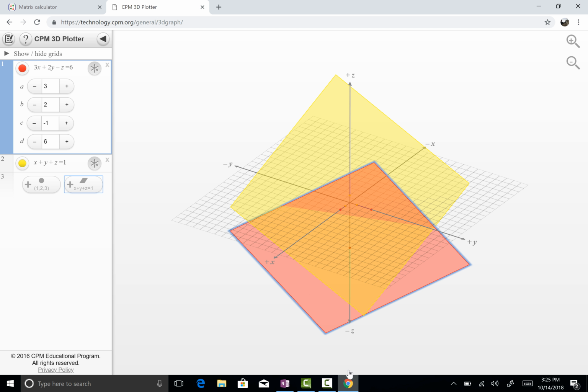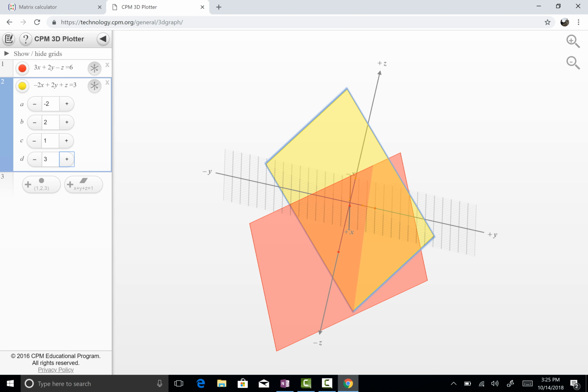I just hit plus right there, and it gives me another equation. This time I want to add more, so I need this to be a -2 for my x value, and a 2 for my y value, and a 1 for my z, and a 3 for the constant. So I have -2x plus 2y plus z equals 3. All right, now all I see is a line there. Wait a minute, I thought you said, oh, there we go.